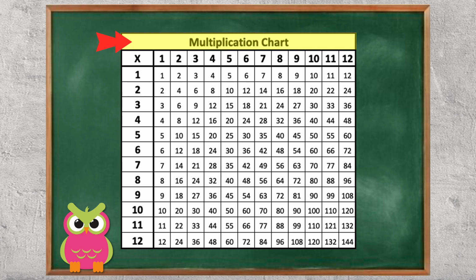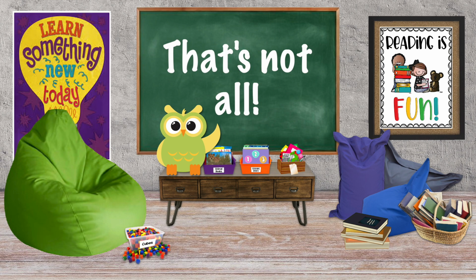Across the top, we have our title. In the upper left-hand corner, we have the multiplication sign. Across the top, we have the numbers 1 through 12. And down the left-hand side, we have the numbers 1 through 12 again. Of course, that's not all.